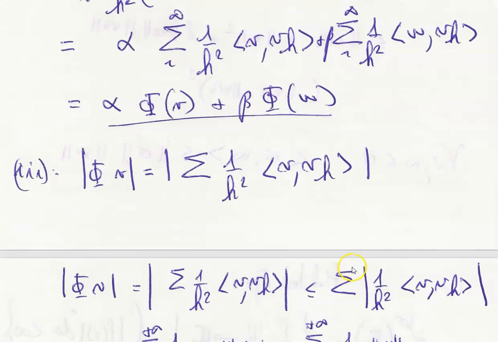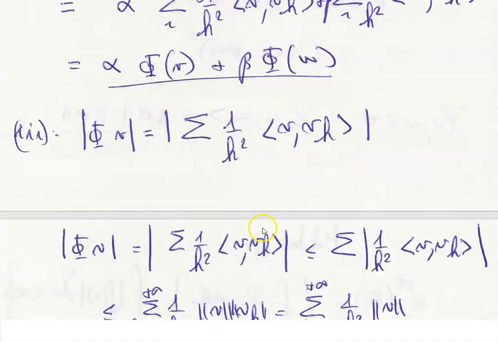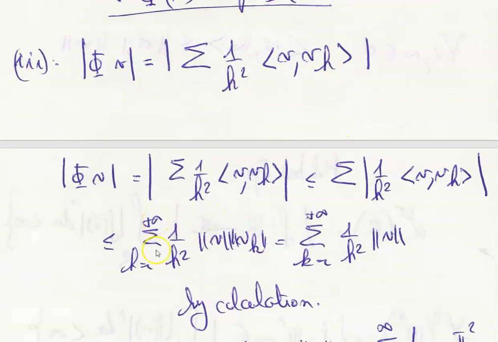So now let's demonstrate the last assertion. So the absolute value of phi of v, phi applied to v. Don't forget that phi is a linear operator that applies to a certain vector v belonging to a certain vector space, which is a Hilbert space, a Hilbert space where we define an inner product and a norm. So this is the absolute value of the sum of 1 over k square multiplied by the inner product between v and vk.